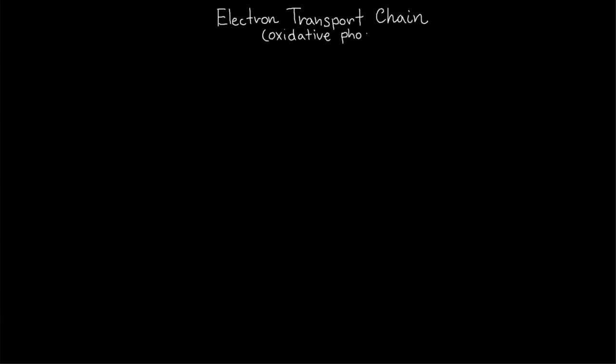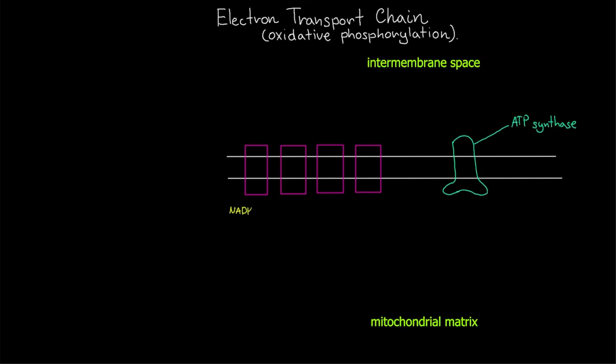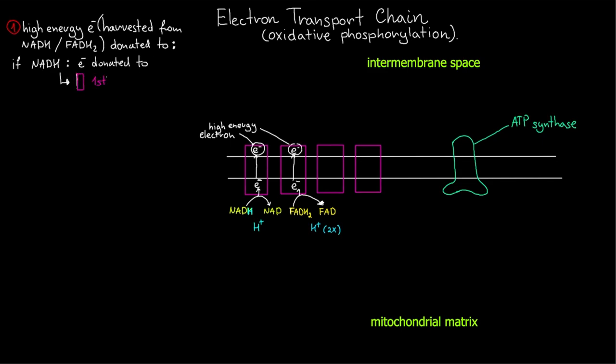So now, since we have counted all of the coenzymes that were present in the first 3 steps of respiration, we need to understand that all of them will be transported to the inner membrane of mitochondria. So the first step of oxidative phosphorylation is that the high energy electrons are harvested from reduced NAD and FAD and are donated to the first protein complex if it is NADH, and to the second protein complex if it is reduced FAD.